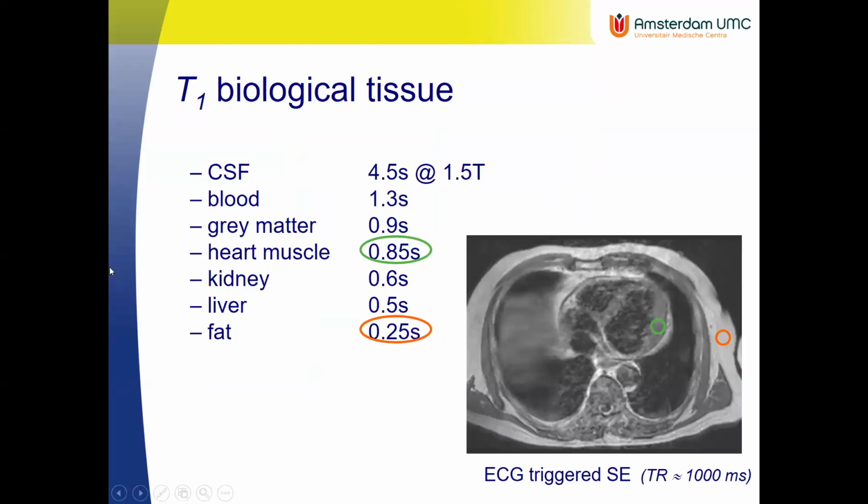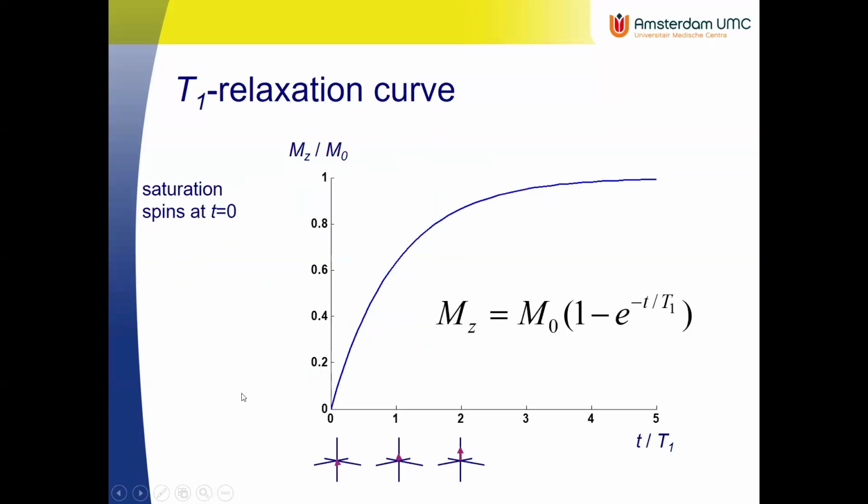And then again, you see this is a list of the T1 values of biological tissue. The CSF, for example, has a very slow T1 relaxation, and fat is very fast. So that gives us a bit of a feeling of what happens, but it doesn't explain why fat is bright and the heart is dark. So I'm going to have a look at that.